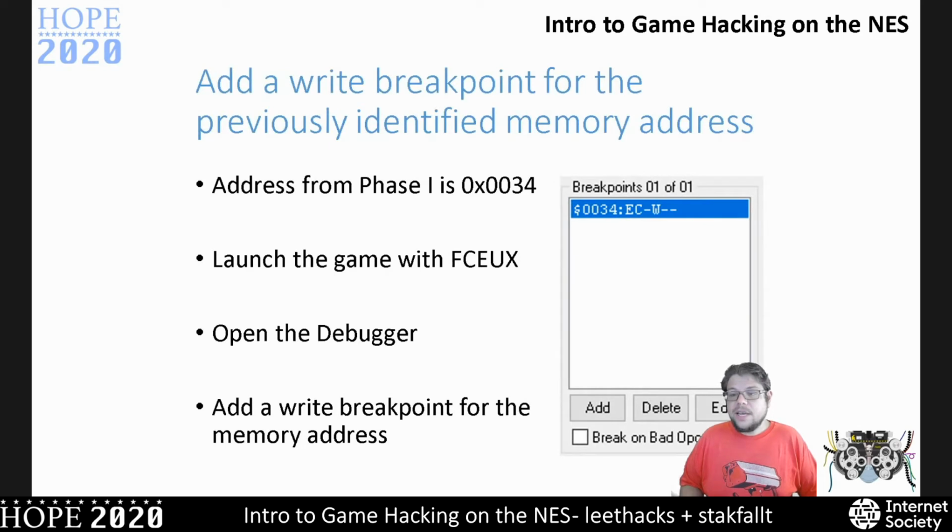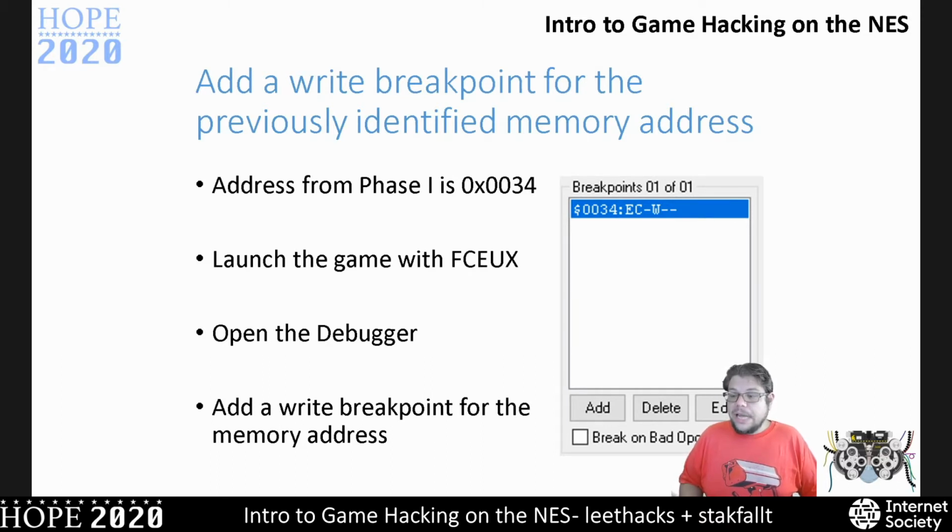Okay, so in this case here, the address from phase 1 is 0034. We're going to launch the game with FCEUX, open the debugger up, and add a write breakpoint for the memory address. That's as simple as clicking the little add button there, typing in 0034, and checking off the box for write breakpointing. What this means is that the debugger is going to pause whenever memory address 34 is being written to.